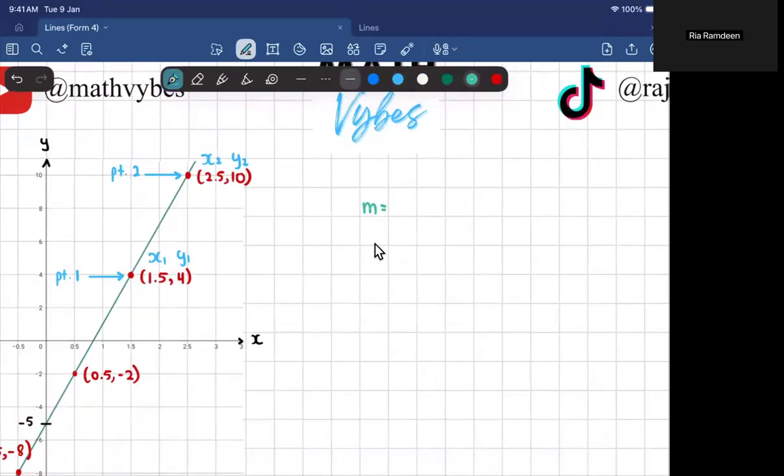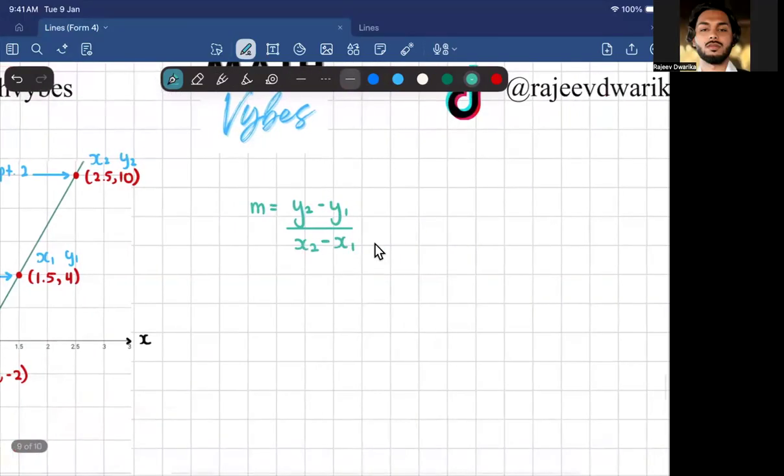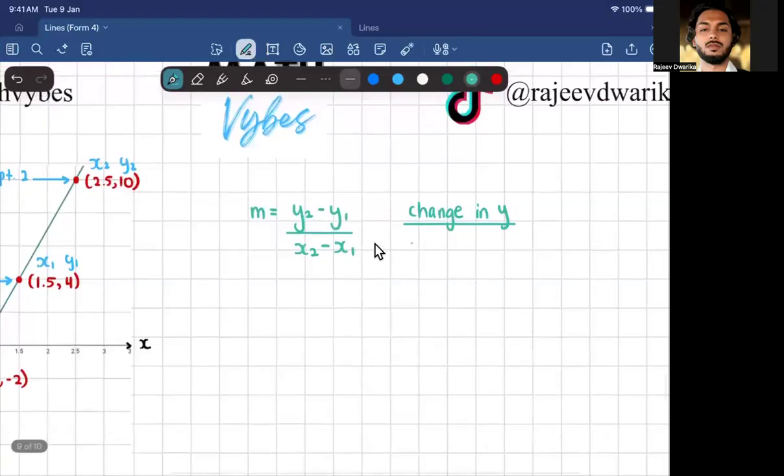M equals to... So let me write the formula first. I need you all to remember the formula. Y2 minus y1 over x2 minus x1. If you're having a hard time remembering it, just remember gradient is change in y over change in x. If you want to find the change, you're gonna minus the initial from the final.